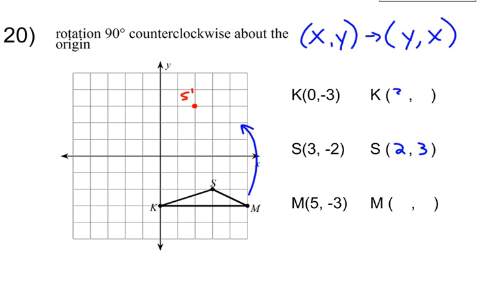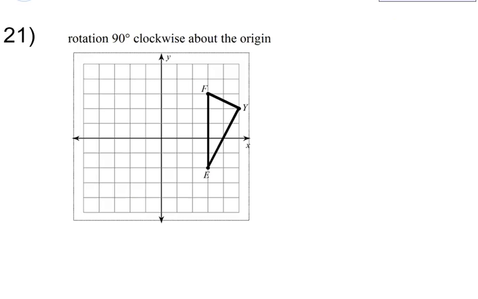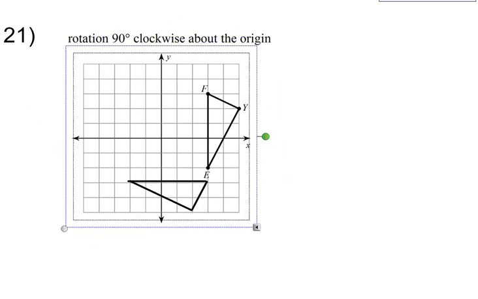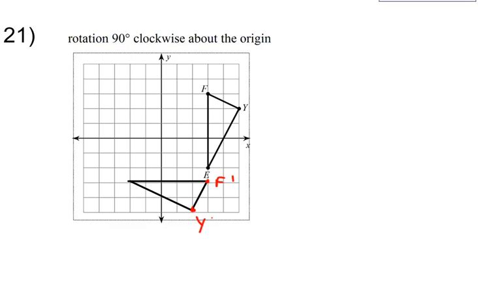Okay, K is 0, 3, so I'm going to go 3, 0. And M is 5, 3, so I'm going to go 3, 5. 90 degrees clockwise about the origin. Clockwise is this way. If I go 90, it should look like that. F prime, Y prime, E prime.